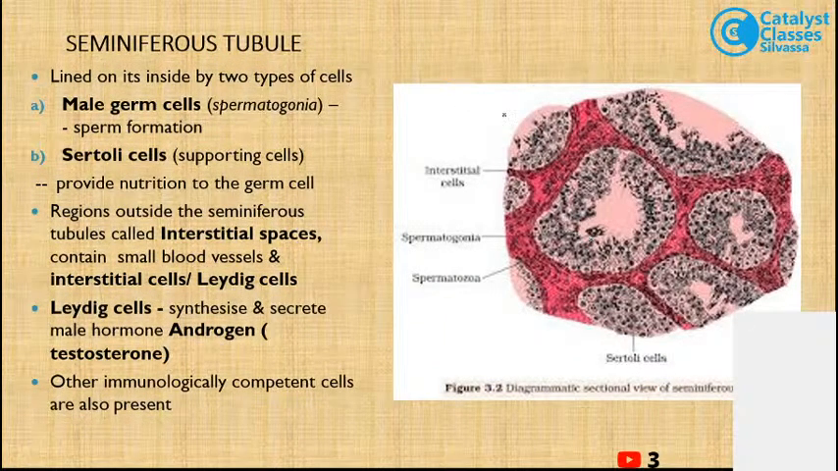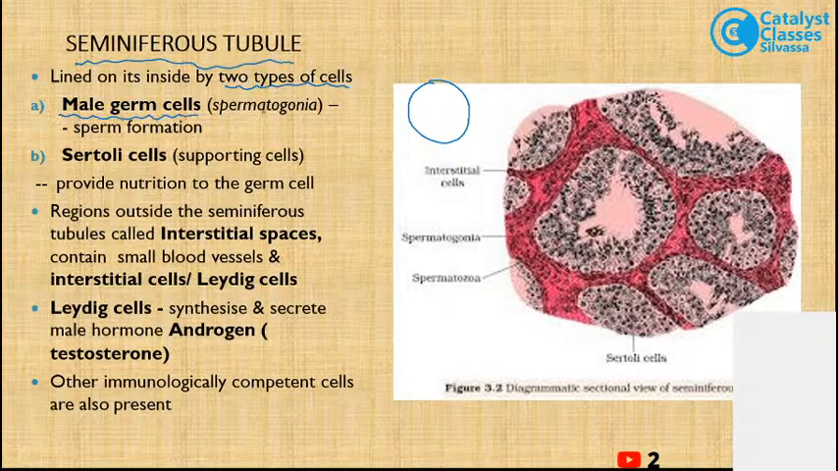Before going to that, we are also going to study the section of a seminiferous tubule. जो मैंने आप लोगों को बोला, right, कि inside the testis there are testicular lobules present, and in these testicular lobules there will be seminiferous tubules, right? So if you take a section of a seminiferous tubule, what all things can you observe under it? First of all, you need to remember that a seminiferous tubule is lined by two types of cells. There will be male germ cells which are called the spermatogonia, which are actually involved in the formation of sperm, and there will be Sertoli cells.